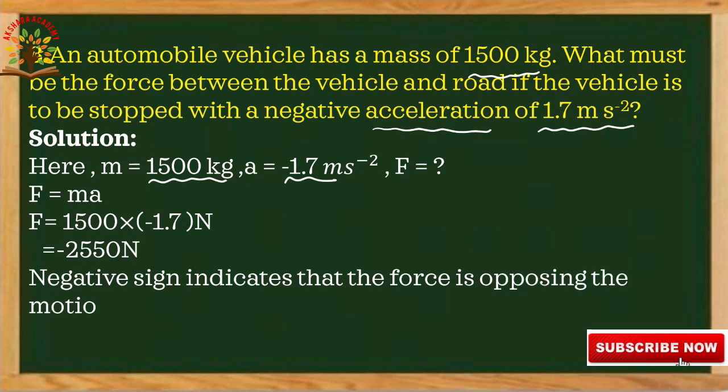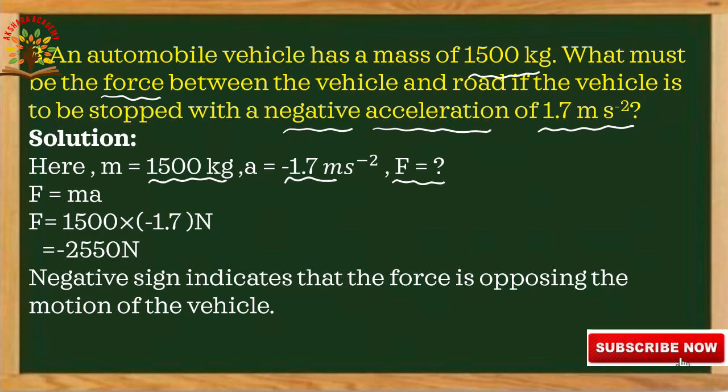Why are we writing minus? It is given as negative acceleration, nothing but the velocity is decreasing with time. So a is negative acceleration, or we can write it as retardation. So we have to write the minus symbol. a is equal to minus 1.7 meter per second square. What we have to calculate? Force. What must be the force between the vehicle and the road? So F is equal to question mark.